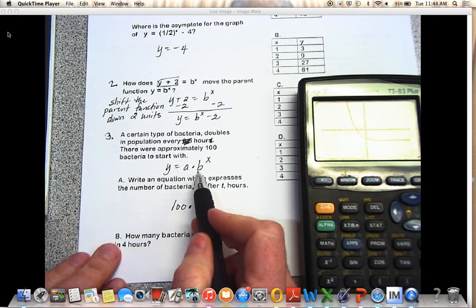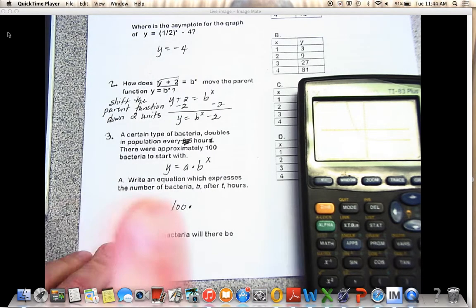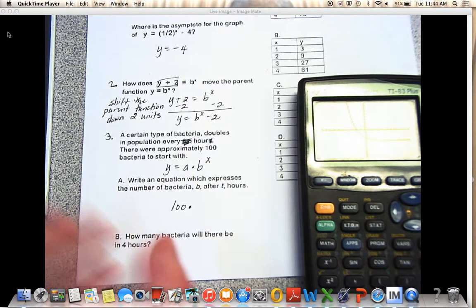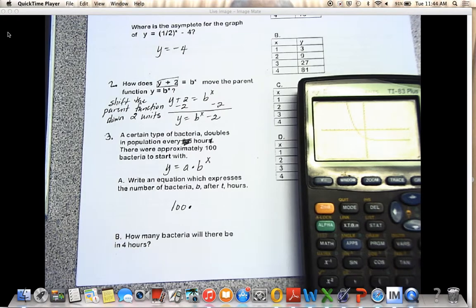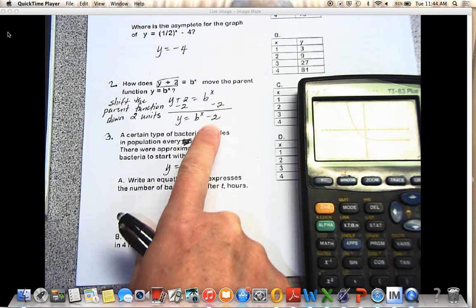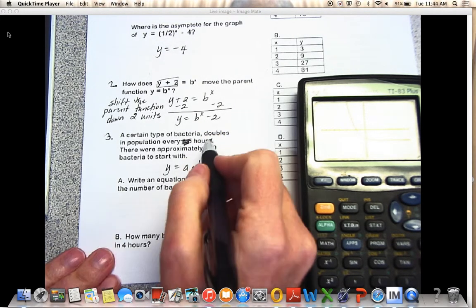All right. The B value you can find in a table with successive ratios. Of course, we don't have a table. It's also what you would multiply by as you move down the table. So that's the 2 that you're getting. Where it doubles in population, that's going to be your B value. So that would be here.